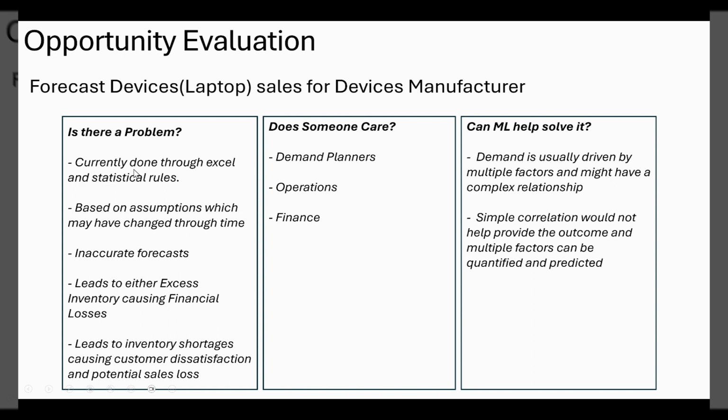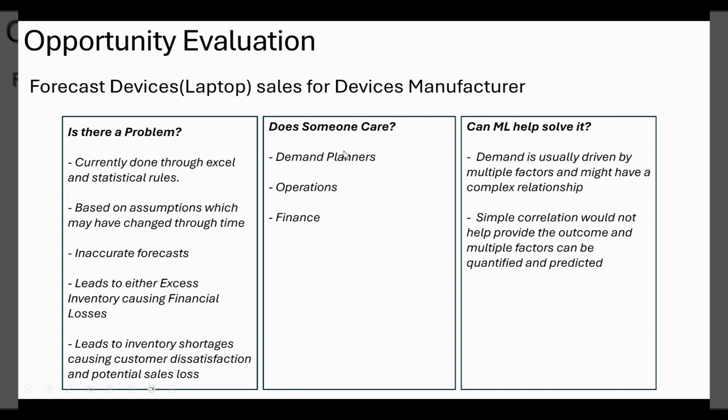Currently, the forecast solution that we have primarily uses Excel and some statistical rules, which makes the forecast not very accurate. Because of this inaccuracy in forecast, it leads to either excess inventory, which might result in financial losses, and there are times where we are not able to fulfill the customer demand because of inventory shortages, which also impacts customer satisfaction and eventually leads to potential sales loss.